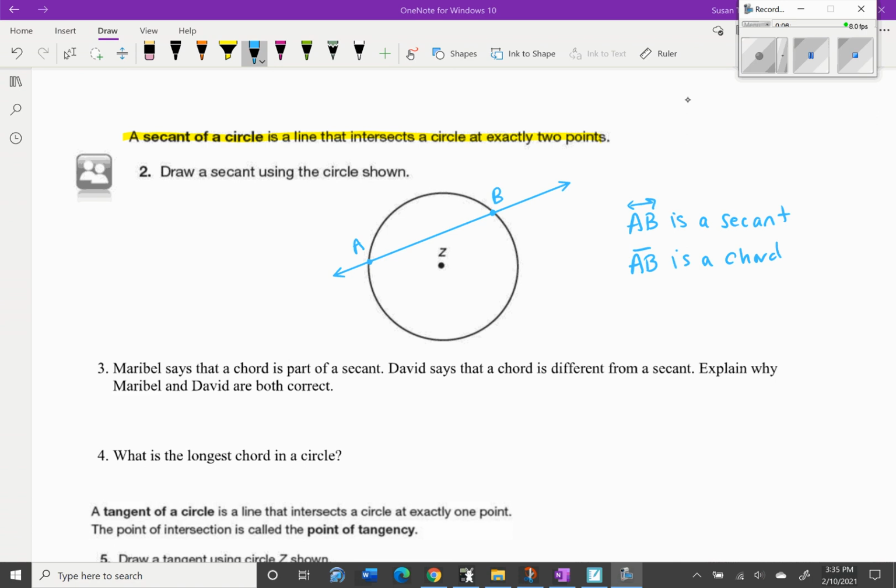And then the next question is, what is the longest chord in the circle? So the longest chord in the circle would be the diameter.